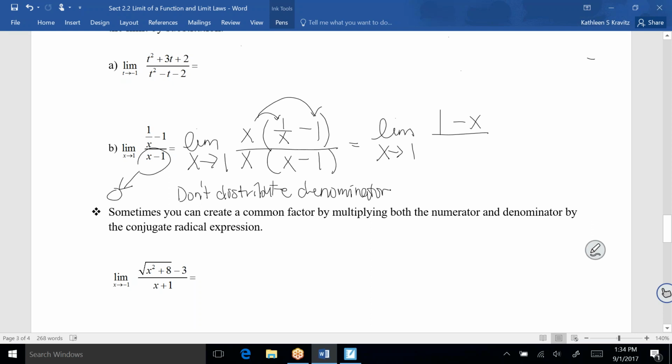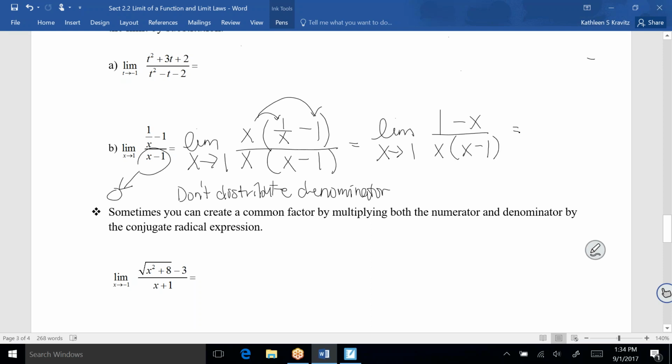So the whole point is looking for a common factor to cancel. And if we distributed the denominator and we got x squared minus x, we wouldn't be able to see anything that we could possibly cancel. So we want to leave it factored. So the denominator is going to be x times x minus 1.